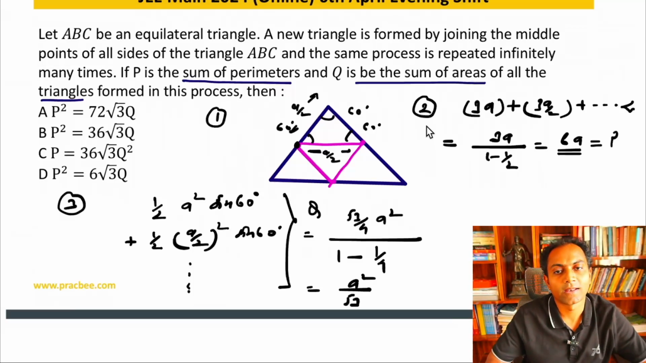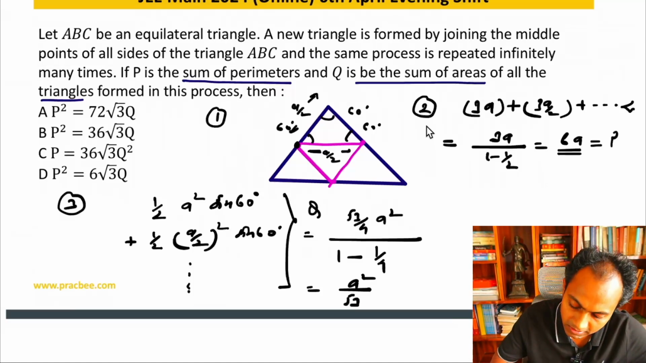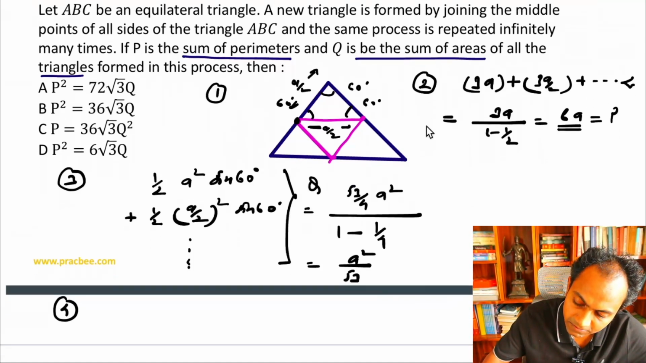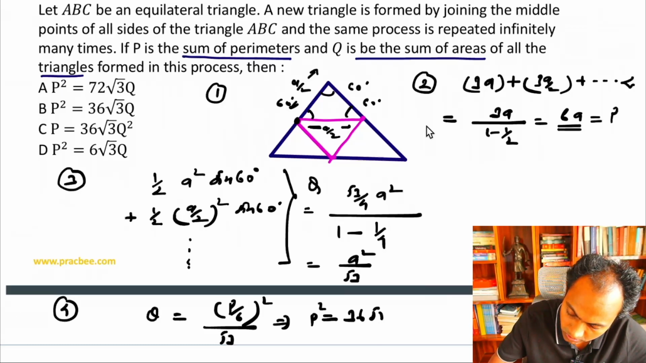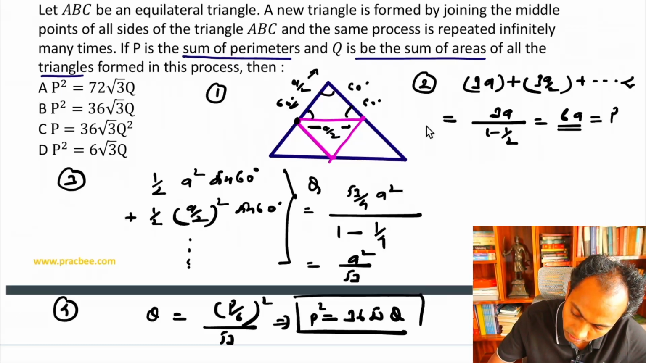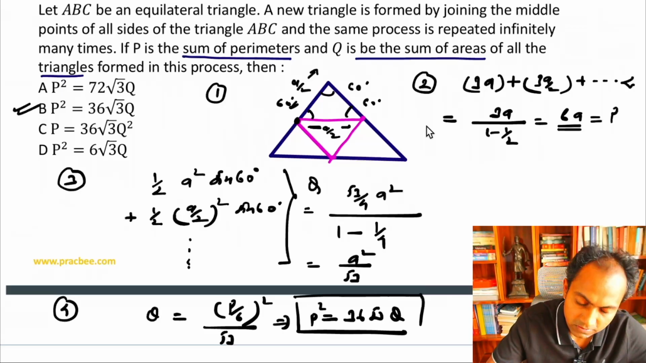We have got the value of P and Q. What we can do in the next step is substitute the a from the first equation, and if I do so, Q will be nothing but P by 6 whole square by root 3, and that measures up to P square is equal to 36 root 3. Let us check the options. You can see that the B option matches.